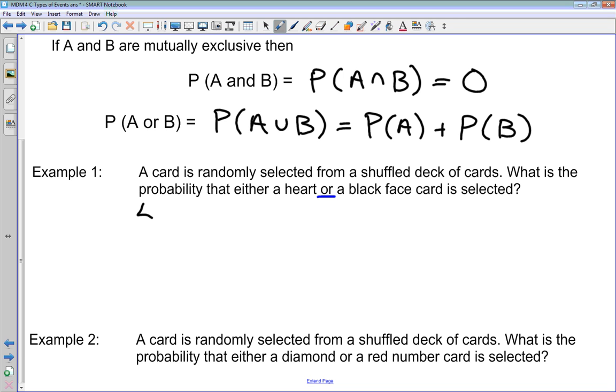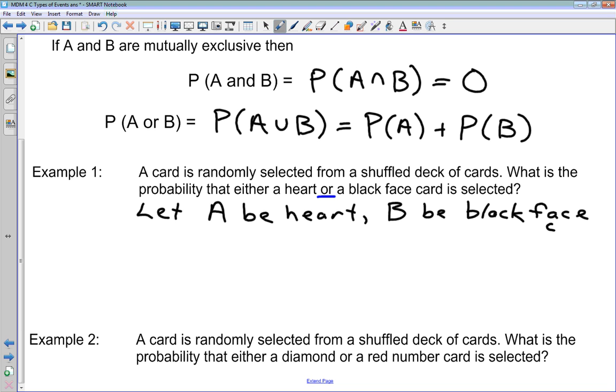Okay? Let's let event A be the event where we pick a heart. And we'll let event B be the event where we pick a black face card. Now remember, by face card they mean Jack, Queen, or King. The ones that actually have faces on them. And we're assuming there are no jokers. I guess the joker would have the face on it as well. So these are our two events, A and B.